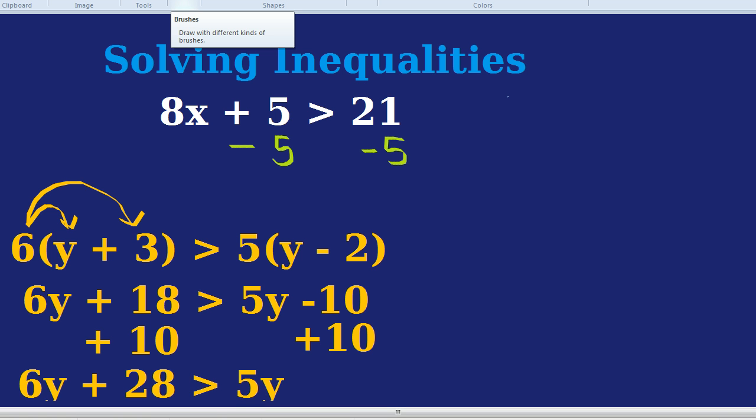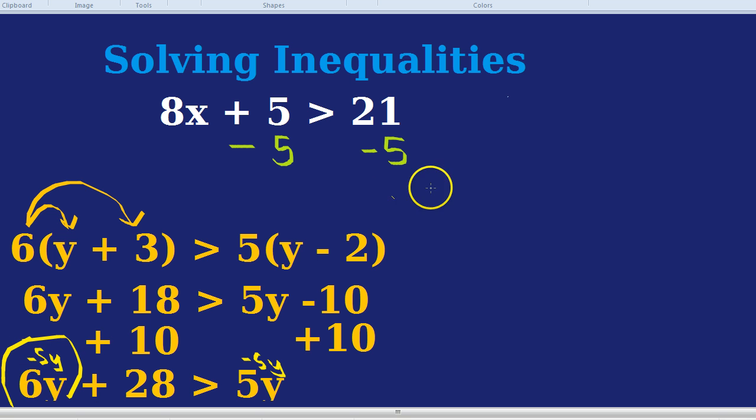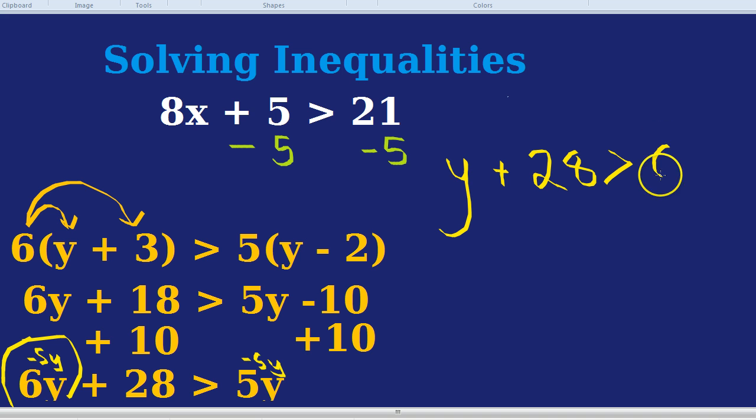It doesn't really matter who you get rid of next, but let's pick on one of the letters. So let's get rid of 5y because it's smaller. So we do minus 5y to both sides. So just to make it clear what I'm doing, minus 5y and a minus 5y, not next to the 28 though. 28 is a number, 5y is the letter. So 6y, take away 5y here, becomes y. We still have the plus 28, and the 5y, take away 5y is 0.